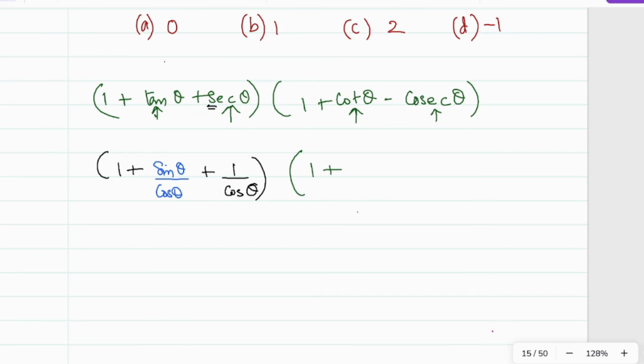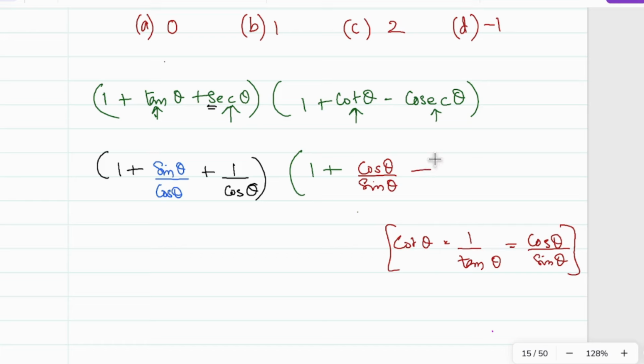1 plus cot θ means what? Cot θ is equal to 1 divided by tan θ. What is the value of tan θ? Tan is equal to sin by cos. So 1 by tan is equal to cos θ divided by sin θ, right? In this way, we can replace cot θ. Cot θ can be written as cos θ divided by sin θ. Then minus cosec θ, where cosec θ is equal to 1 by sin θ.